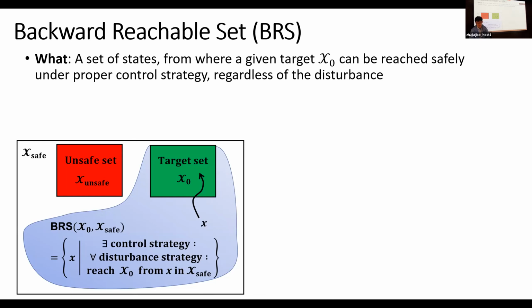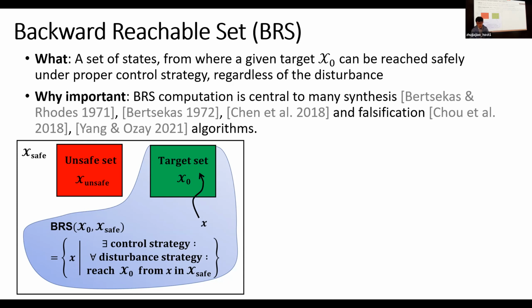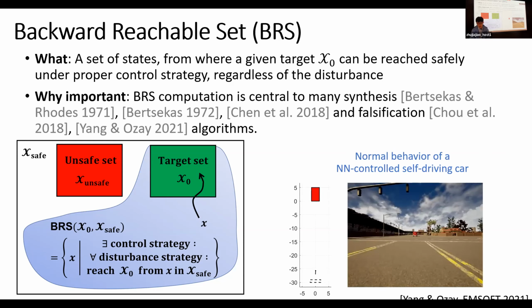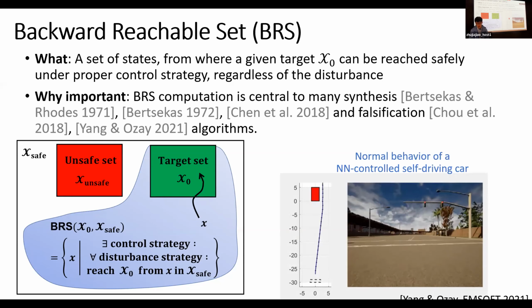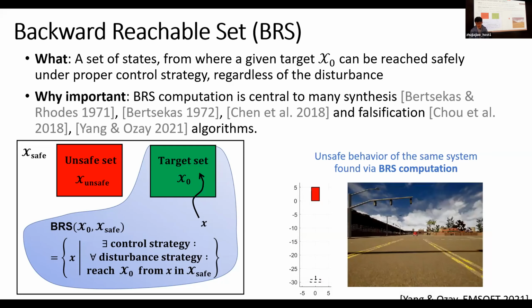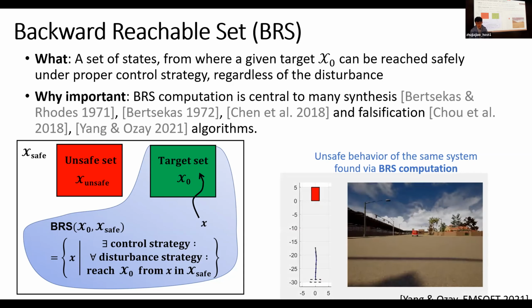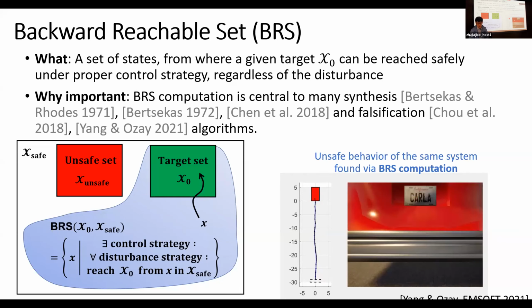This is a subset of your state space, a set of initial conditions from where you have a control strategy to steer your trajectories into a given target set, regardless of the disturbance. And like we said before, this is really the basic building block for many synthesis and falsification algorithms. In fact, in this EMSOFT paper last year, we have shown that you can use this type of computation to falsify a vision-based neural network controller. For example, this is the normal behavior of the controller, so it is able to avoid the obstacle in the front. And if you use this backward reachability analysis, we're able to find this weird safety violation in the middle.